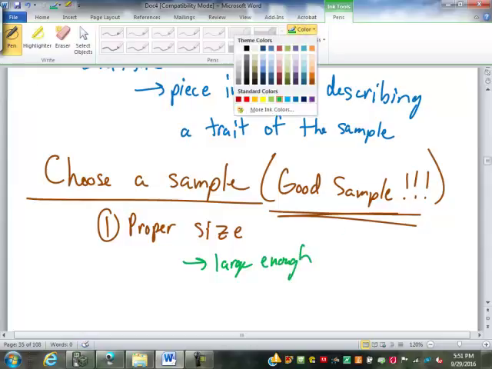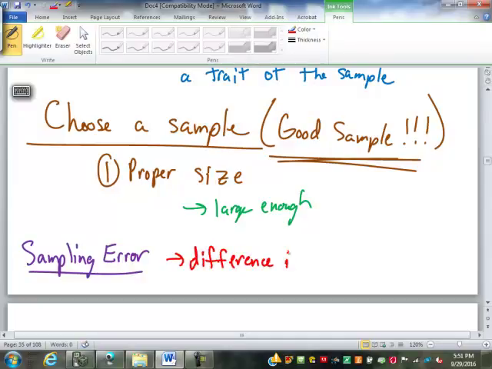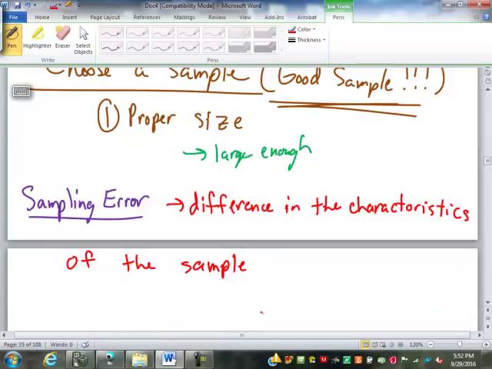And obviously, the reason the sample has to be chosen well is because of something called sampling error. Now, I know I'm going outside my list here for a second. Sampling error is a difference in the characteristics of the sample compared to the population.